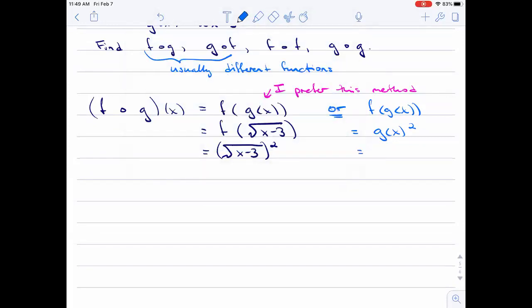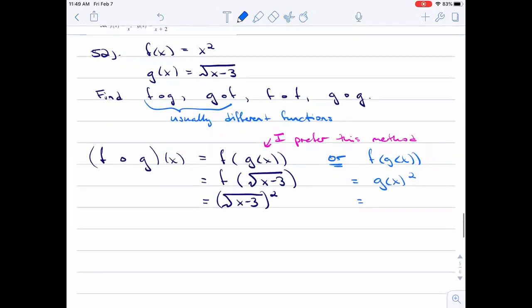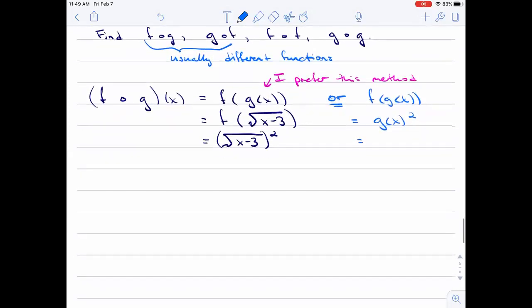Same thing over here. I replaced g of x with its actual function, which is root x minus 3, root x minus 3 squared. So you end up in the same spot, of course. It's just a matter of where you want to start from. But like I said, I usually like this method because this method for me requires more thinking, which I don't like. So I'll probably use that method. Just know that you're right either way. We end up at the same spot.